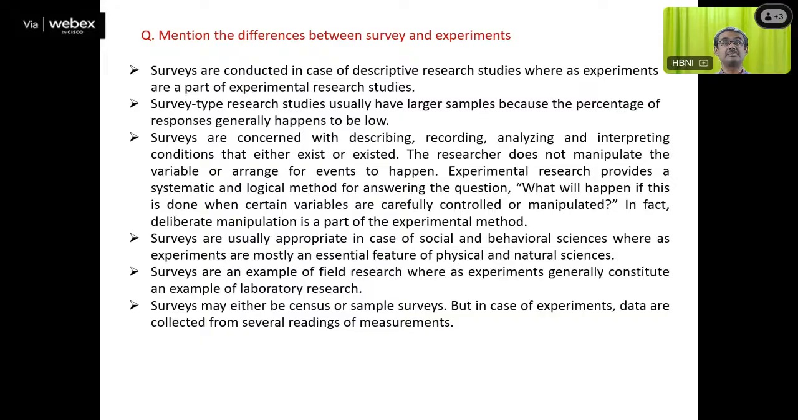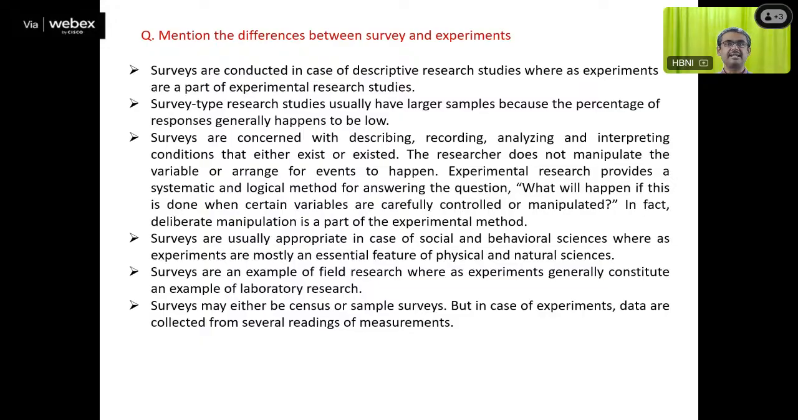Experimental research provides a systematic and logical method for answering the question: what will happen if this is done when certain variables are carefully controlled or manipulated? In fact, deliberate manipulation is a part of the experimental method. Most of the students who are attending the classes are doing the experimental method of research. So you all know that you are manipulating some factor in your measurements or you are doing controlled experiments, and this deliberate manipulation is part of your experiment. Well, in surveys, you are not doing that, right? So this is one major difference.